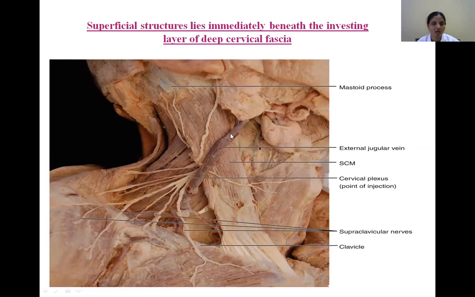Then it descends obliquely along the sternocleidomastoid, and about 4 centimeters above the clavicle it pierces the deep fascia and drains into the subclavian vein. So just before draining, that is, before it opens into the subclavian vein, it receives 2 important veins.